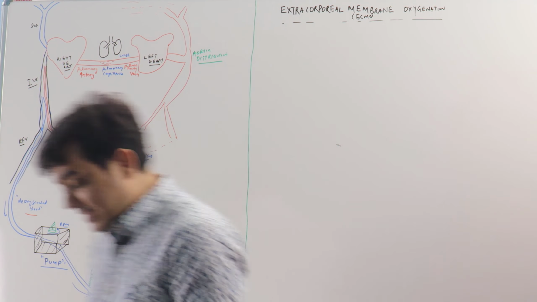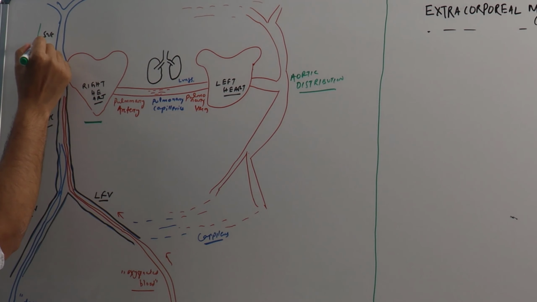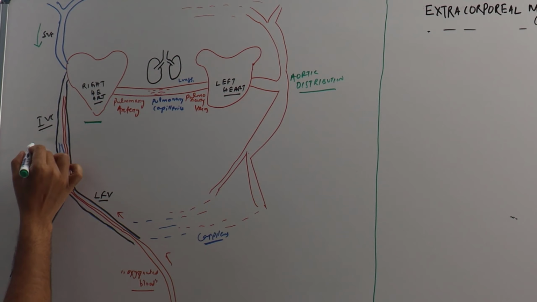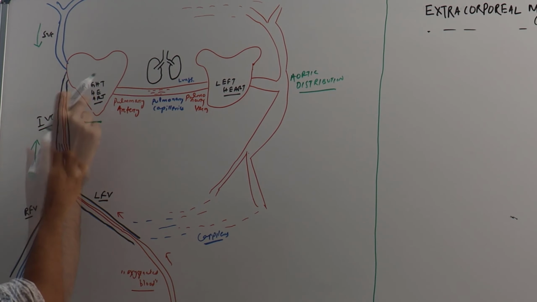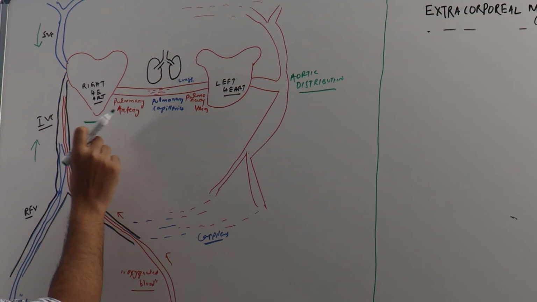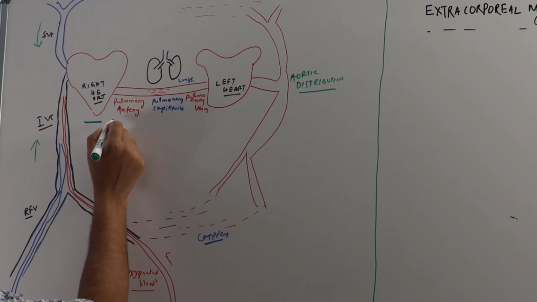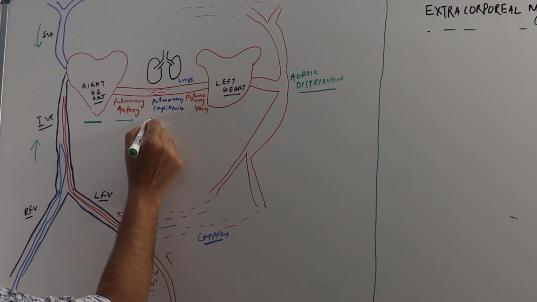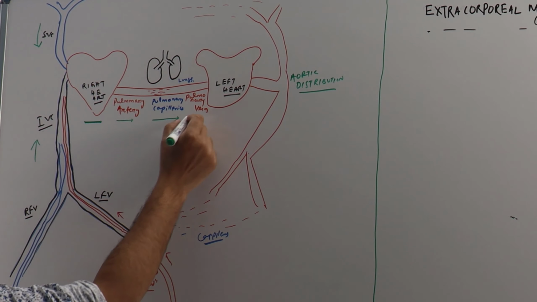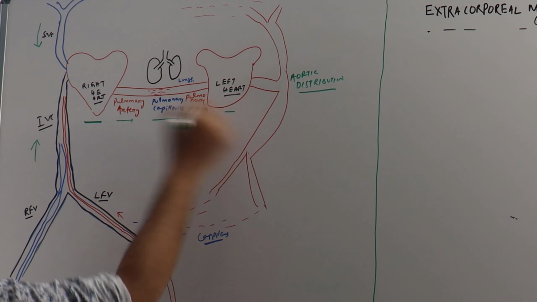So as you can see here, I have already drawn a pictorial diagram of the system of ECMO. Let us discuss how it works. Here we have the right heart, and to the right heart the superior vena cava brings blood from the upper part of the body, and the inferior vena cava brings blood from the lower part of the body, and they are deposited in the right side of the heart, in the right ventricle. And from the right ventricle the blood goes via the pulmonary artery, then to the pulmonary capillaries, and then via the pulmonary vein it reaches the left side of the heart.